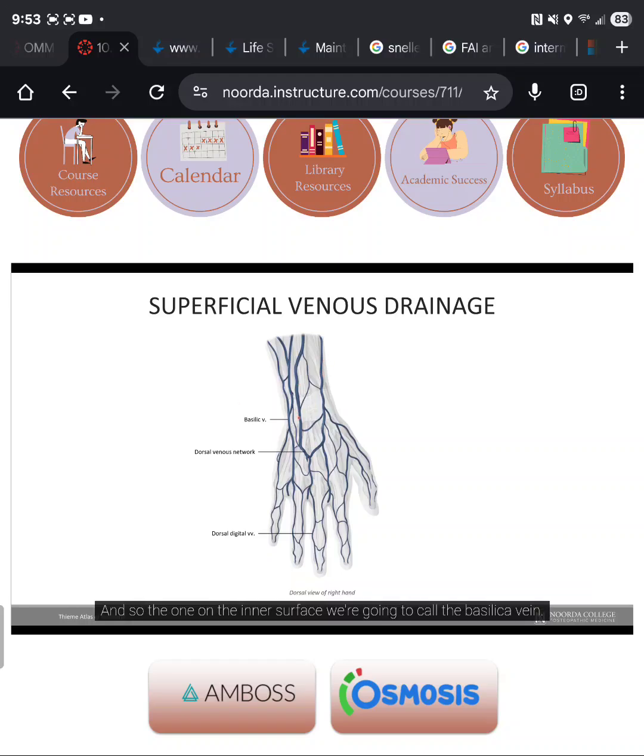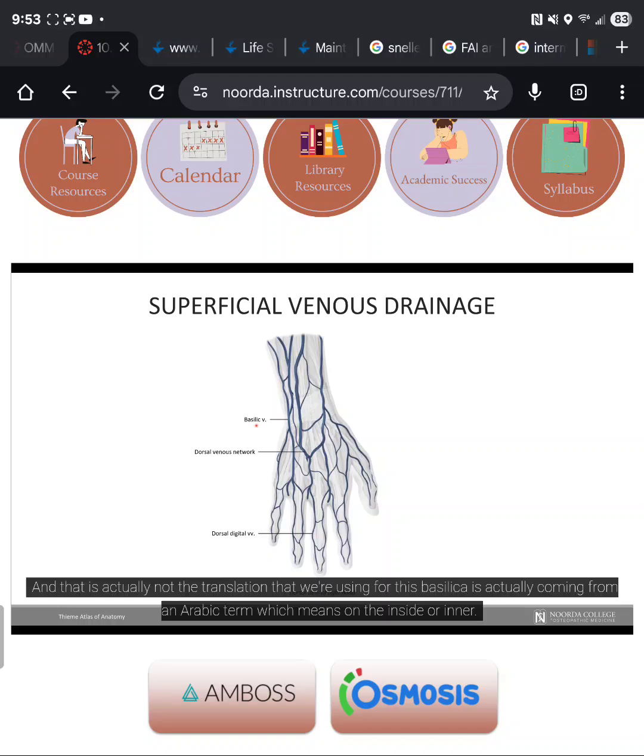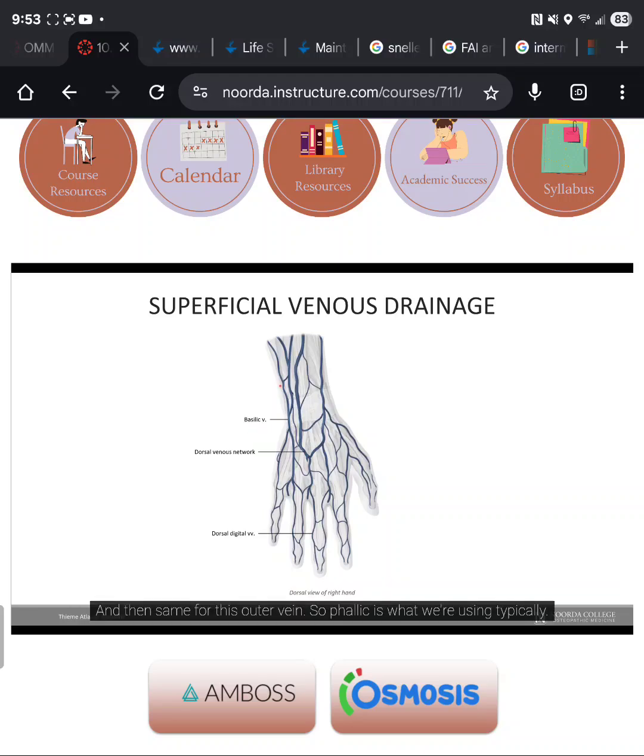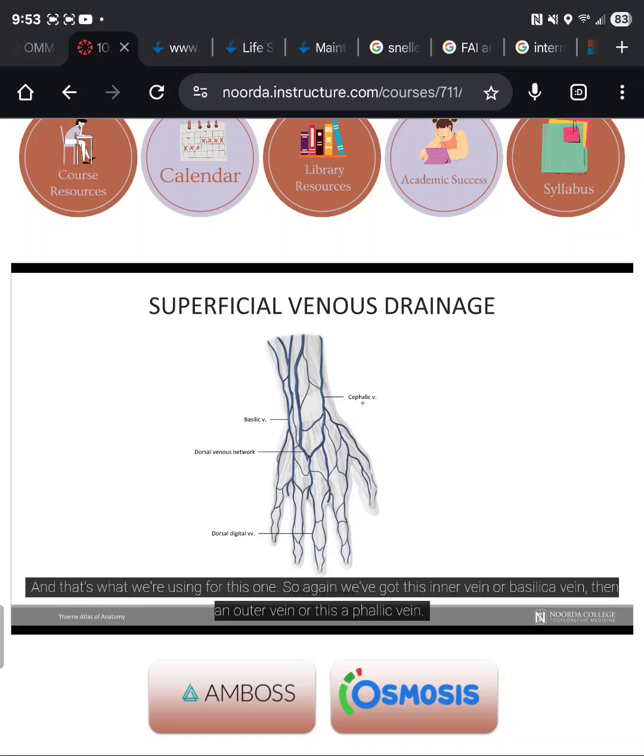And so the one on the inner surface, we're going to call the basilic vein. One of the translations for basilic is like royal or royalty. And that is actually not the translation that we're using for this. Basilic is actually coming from an Arabic term, which means on the inside or inner. And then same for this outer vein, cephalic is what we're using. Typically, cephalic in anatomy means head, but the Arabic translation is outer, and that's what we're using for this one. So again, we've got this inner vein or basilic vein, then an outer vein or the cephalic vein.